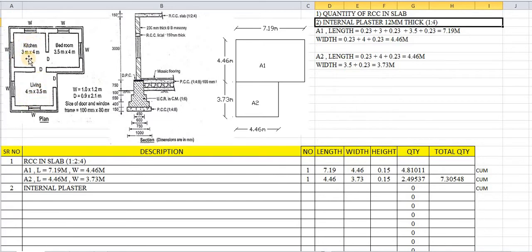While laying down the internal plasters, the complete kitchen room will be plastered. So we have to see the height. What is the internal height of this room? 3 meters is the height. What about the length of this kitchen? Length of this kitchen is 3 meters. How many walls are along the length? One wall is there and the other wall is in this direction.